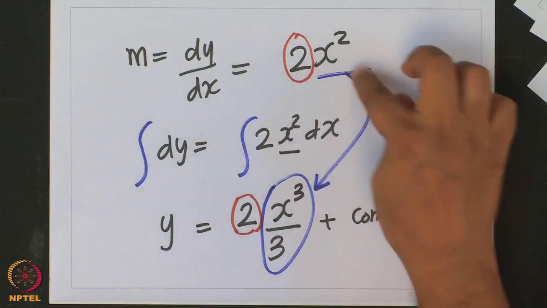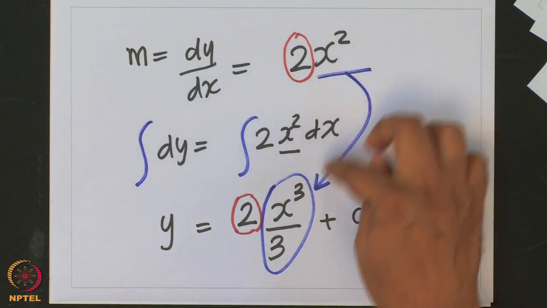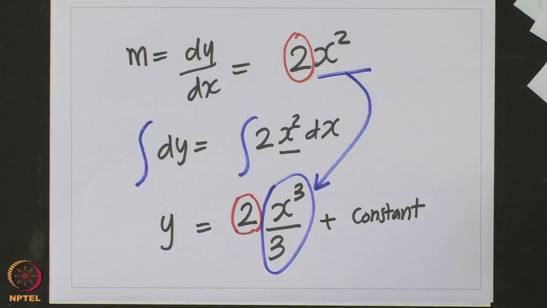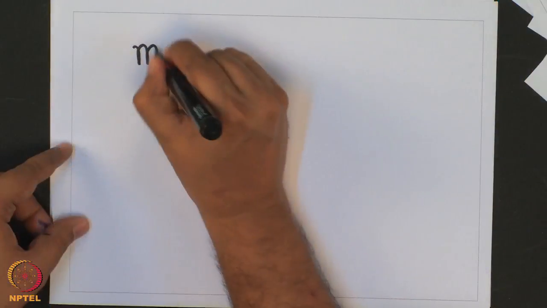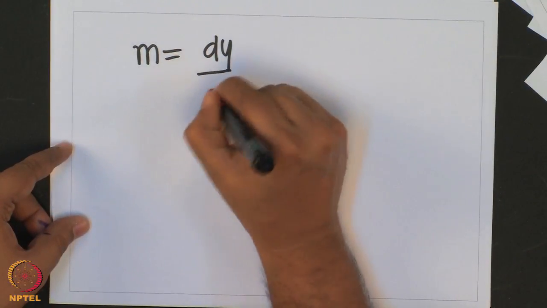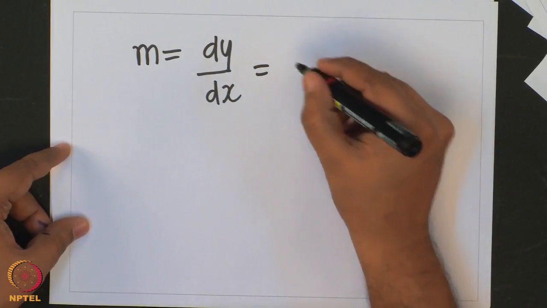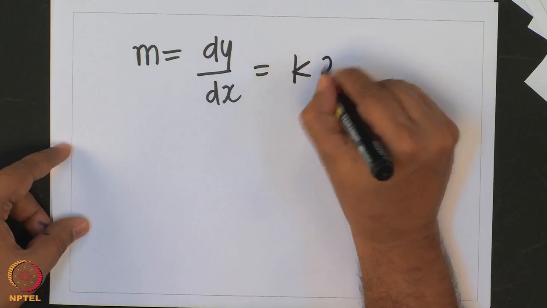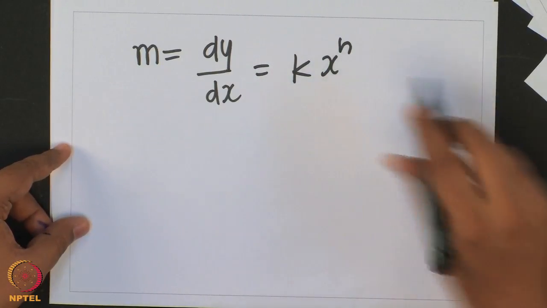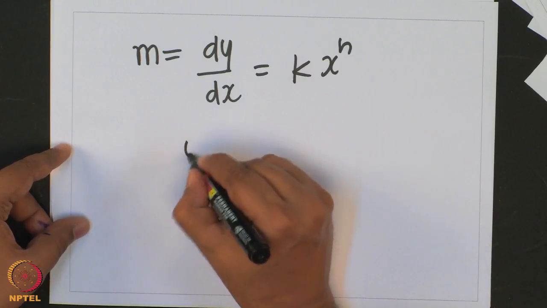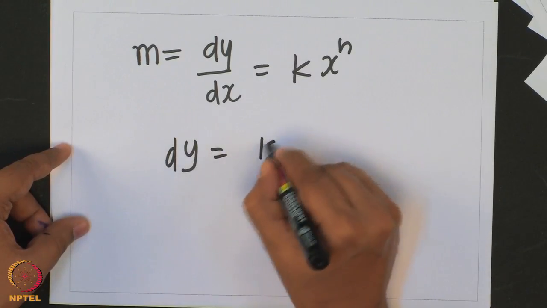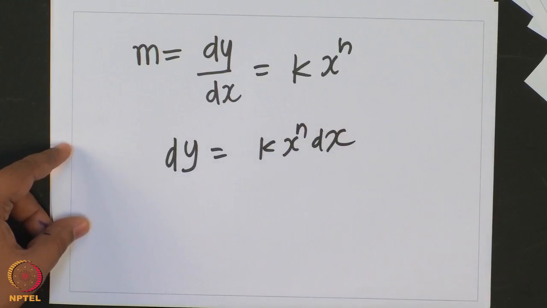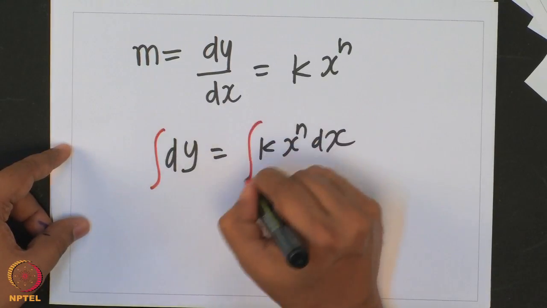So you have 2x square, 2 will remain as it is, x square integral will be x cube divided by 3. So this is true in general for any constant times x power n. So let us say instead of this, you have m, which is dy by dx, which is equal to k x power n in general. So k is a constant, x power n is my function, and dy is k x power n dx. I put integrate on both sides.